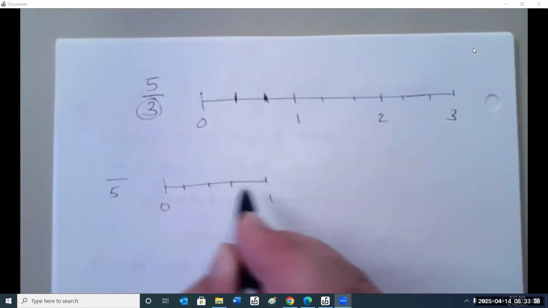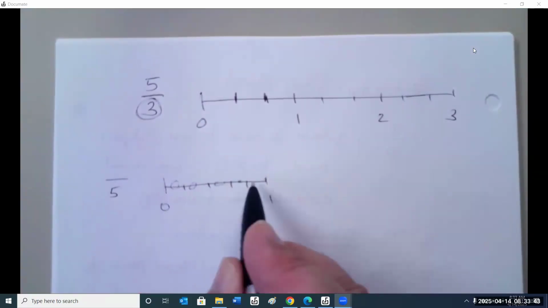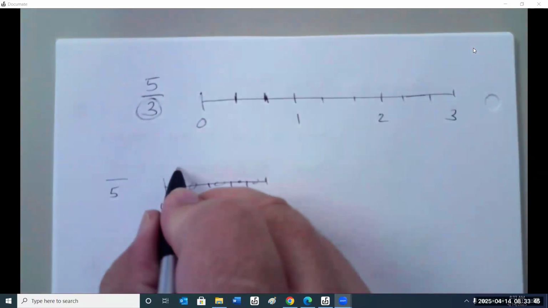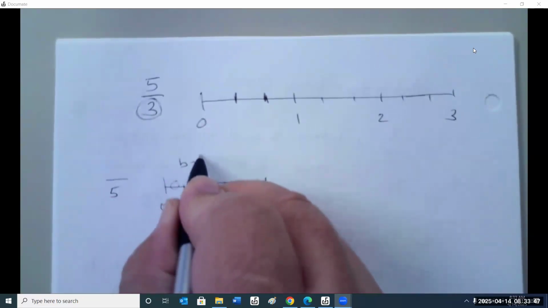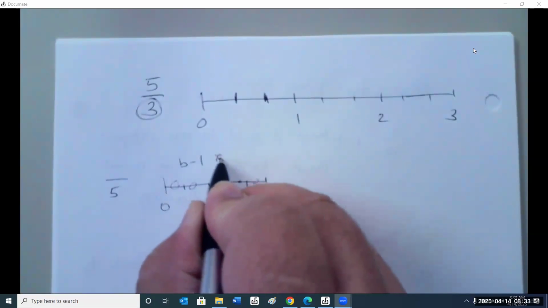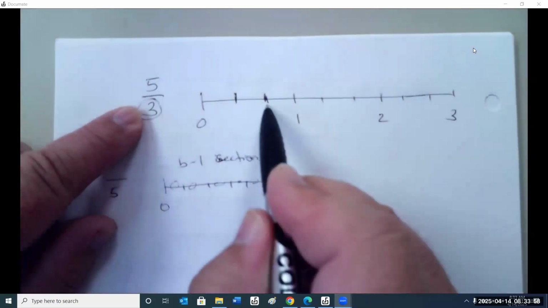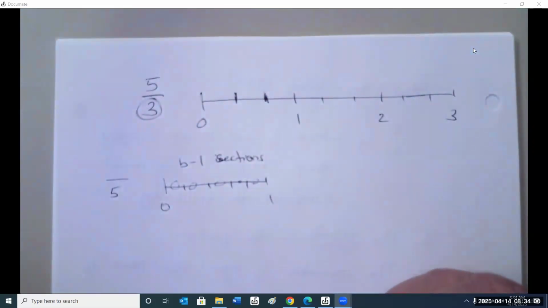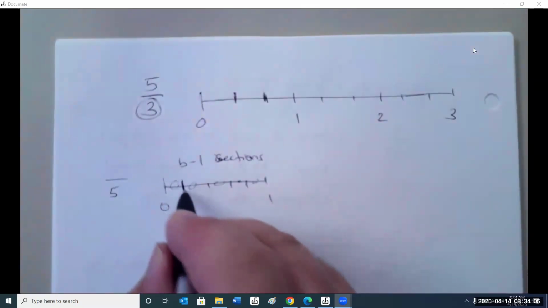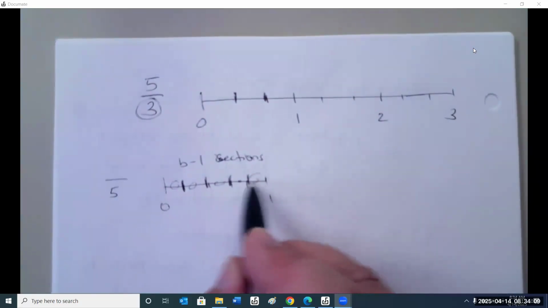1, 2, 3, 4. Here's 1, 2, 3, 4, 5. It's always going to be the bottom number, b minus 1 intervals or sections. So if you have a 3 on the bottom, that means you have to put 2 numbers in there that are all evenly spaced. If you want a 5, then you have to put 4 sections inside there because the last one's going to be counted also.